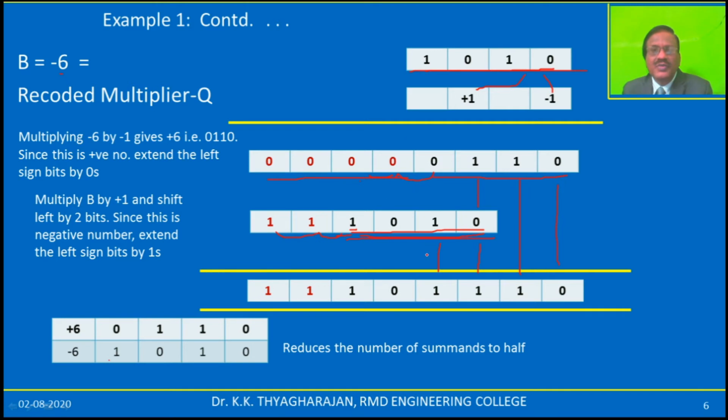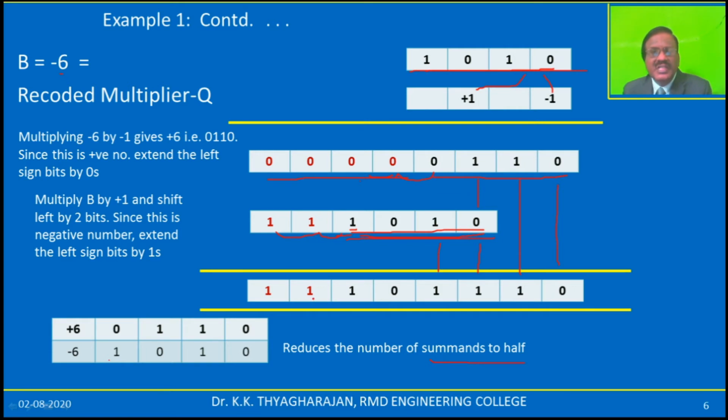Now, if you see this one, you have 4 bits in the multiplicand and 4 bits in the multiplier. So, actually, in an ordinary binary multiplication, you will have 4 rows. That means you need 4 additions. But now, you have only 2 rows. That means the summands are reduced to half. Instead of 4, now you are getting only 2 rows. So, this is the final result.